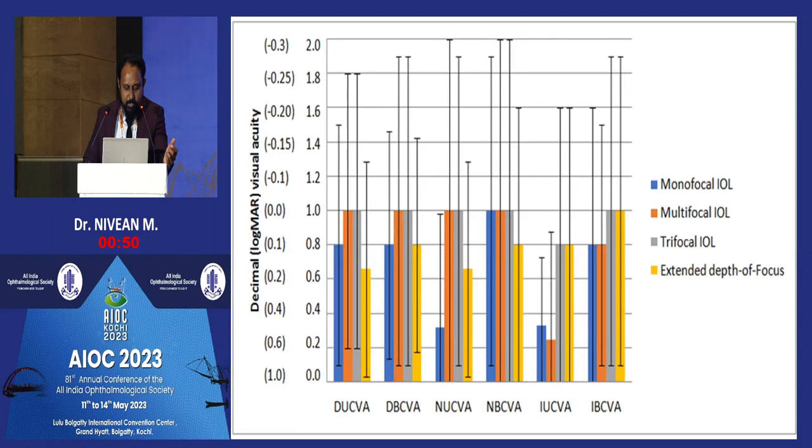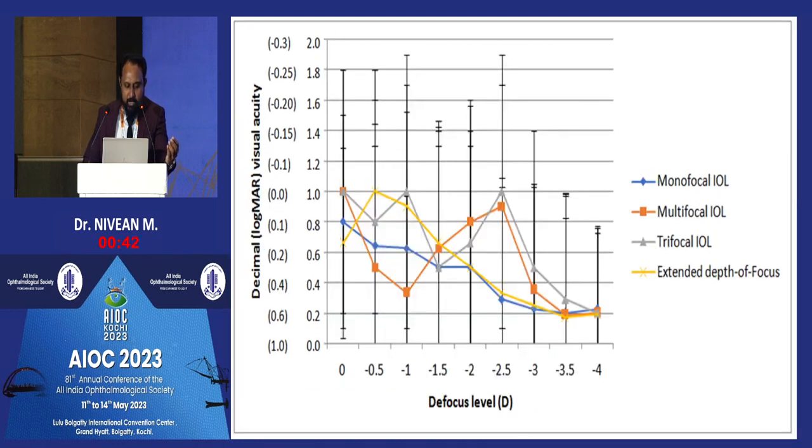In our study, as far as the distance visual acuity is concerned, all the lenses gave good visual acuity, so all four lenses are good for distance vision. But when it comes to the defocus curve, you can see that unifocals work only for distance, and the orange line has two peaks. The multifocals always have two peaks, and you have an intermediate gray area. Then the trifocal, you can see the gray line which has three peaks here, and the EDOF lenses have a range of vision.